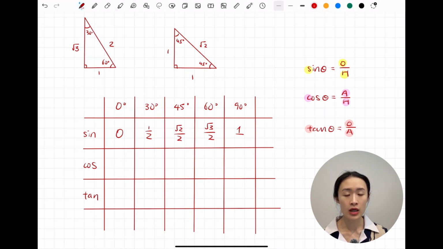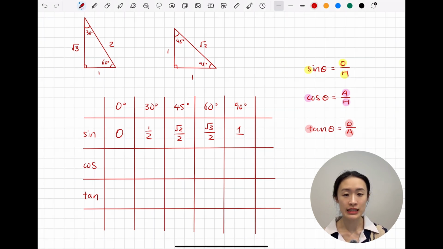So from the first triangle, we can see that sine 30 and cosine 60, they are opposite. Therefore, cosine 0, from the graph, we can see it's 1. Cosine 30 is the same as sine 60. Cosine 45 is the same as sine 45 because of the isosceles triangle. Cos 60 is the same as sine 30. Cos 90 is 0.